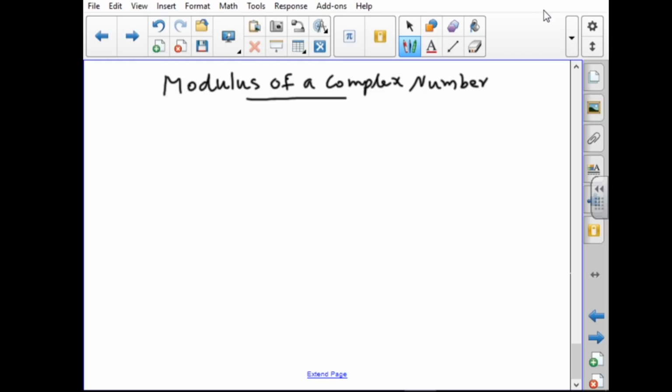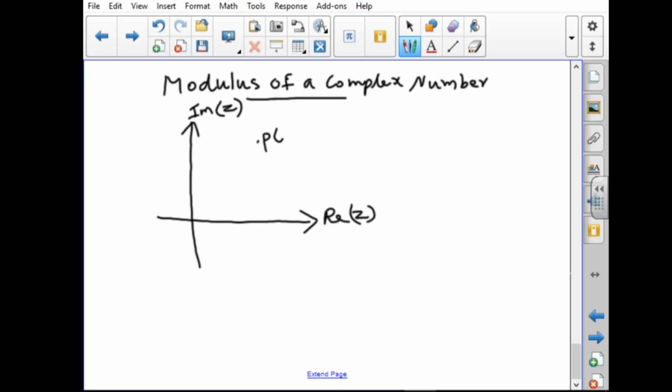Good morning, children. Today we are going to learn about modulus of a complex number. So, complex number, you know that it has a real part and an imaginary part, and the complex number we take it as z. So, the real part of z is taken in the x-axis and the imaginary part of z is taken in the y-axis. So, consider a point P, x comma y.